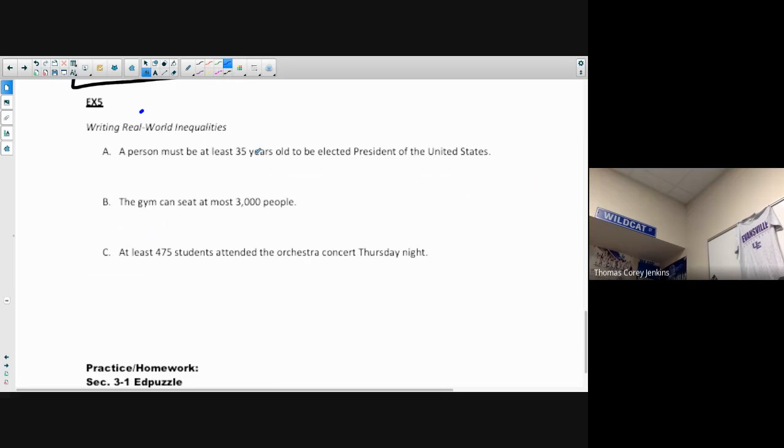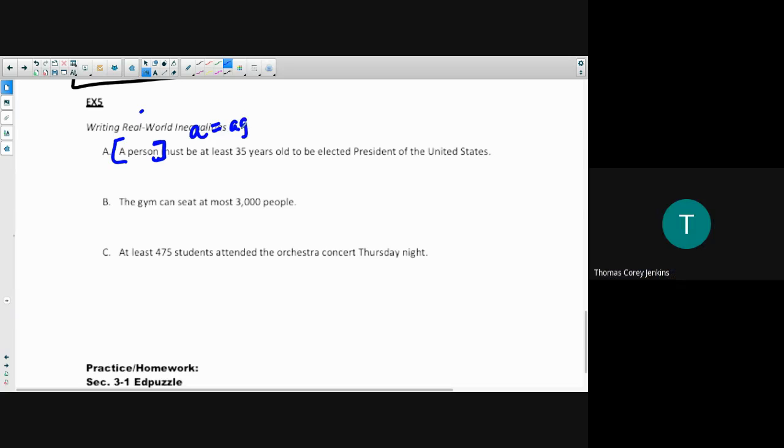So first thing we want to do is kind of define our variable. So we're talking about people's age. It doesn't say the word age here, but it's assumed we're talking about age. So let's let A equal age of person. The big thing on this is the inequality symbol, right?